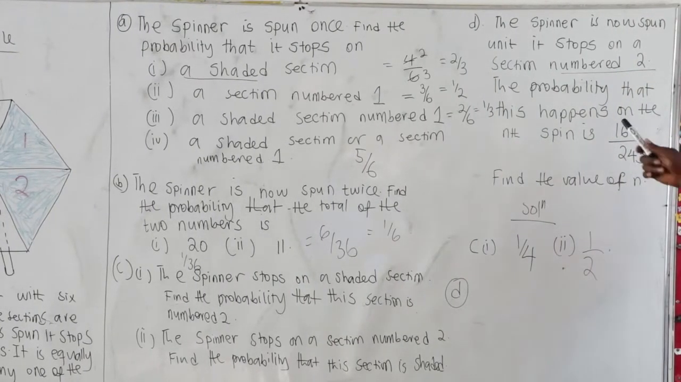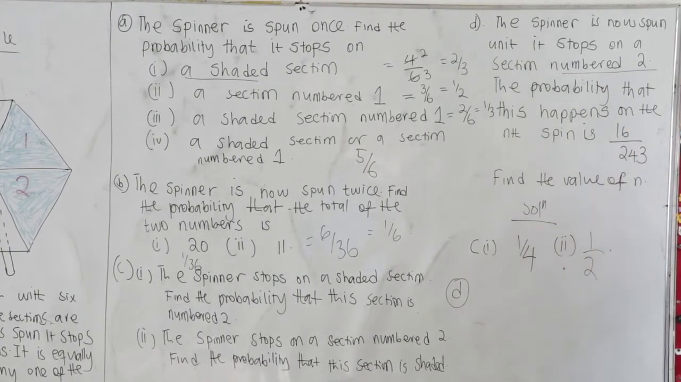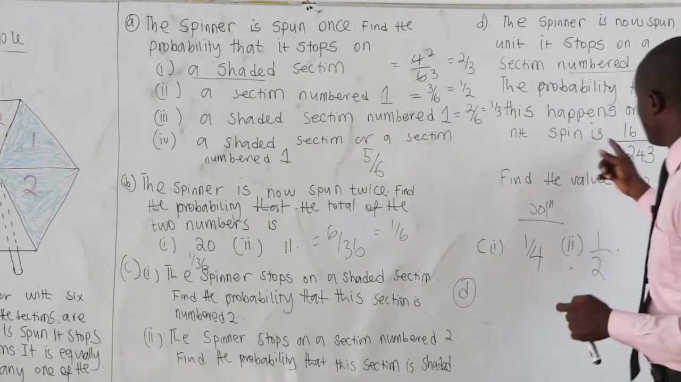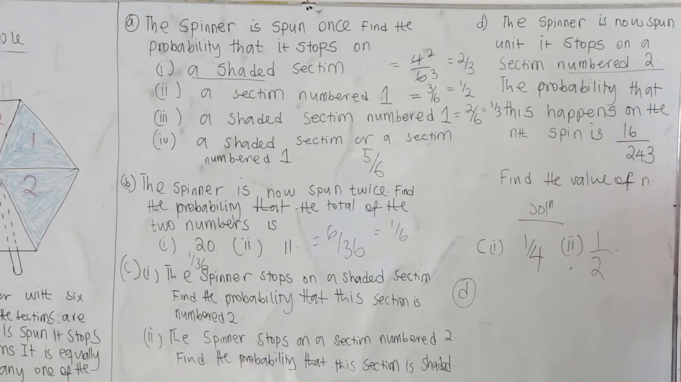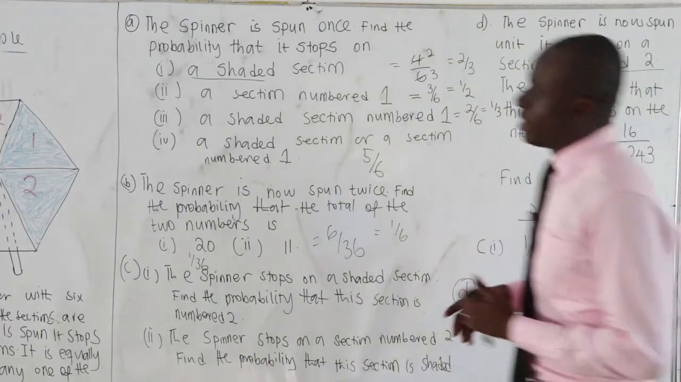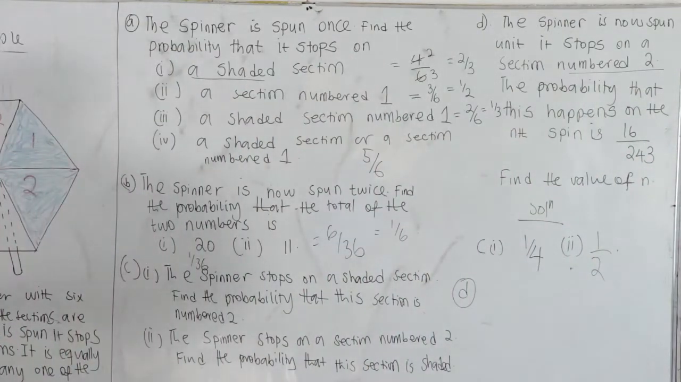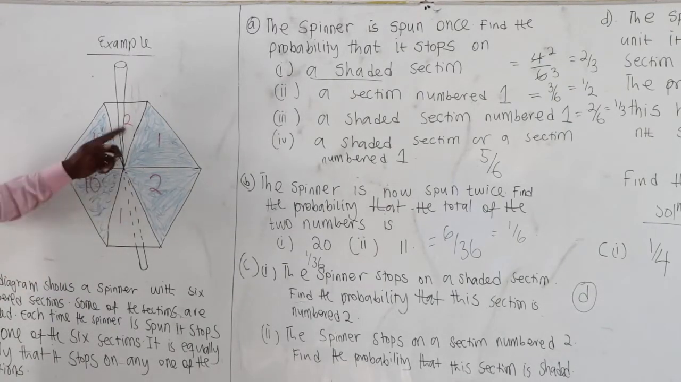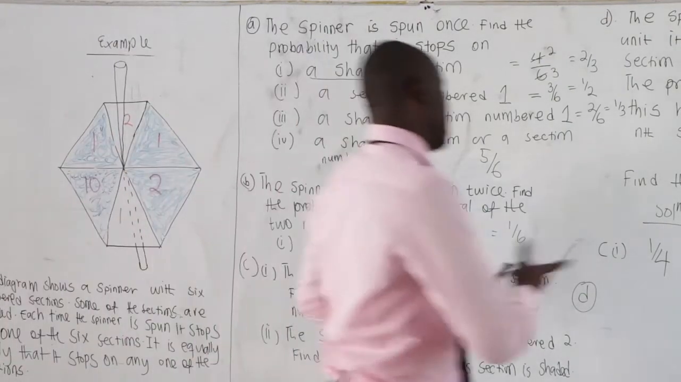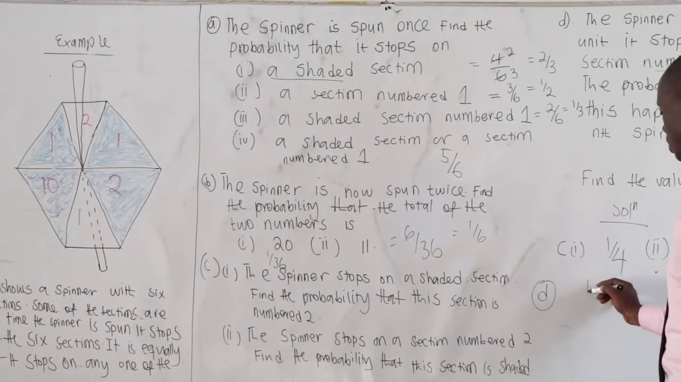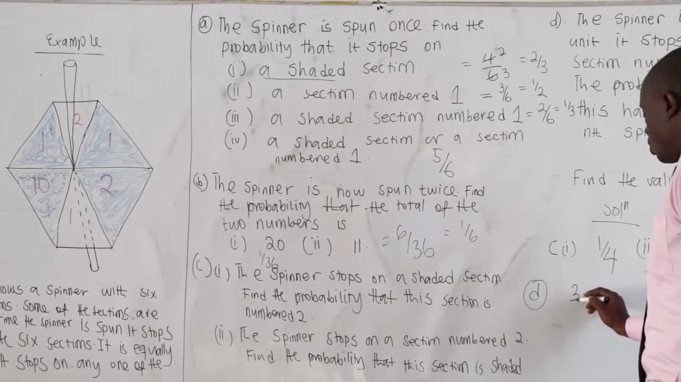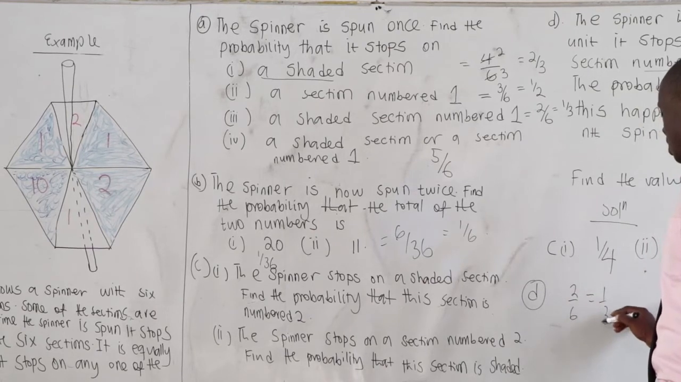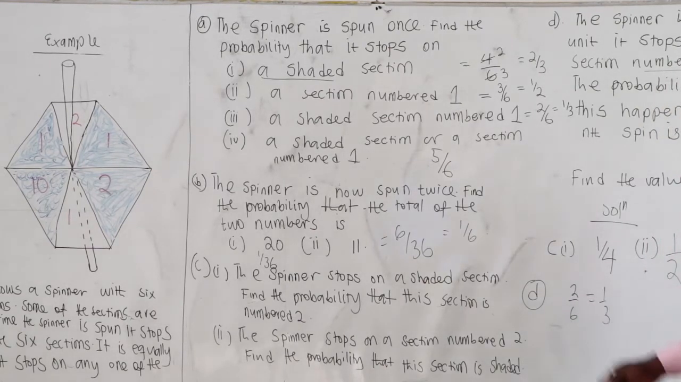The probability that this happens on the nth spin is 16 over 243. Now let's see, we are being told that it stops on 2. So the probability that it will stop on 2 is 2 out of 6, which is 1 over 3.